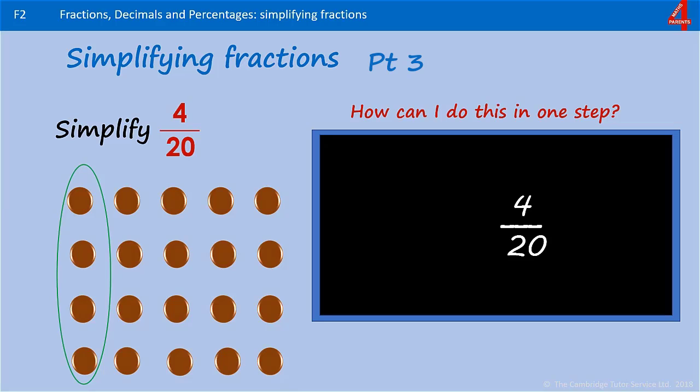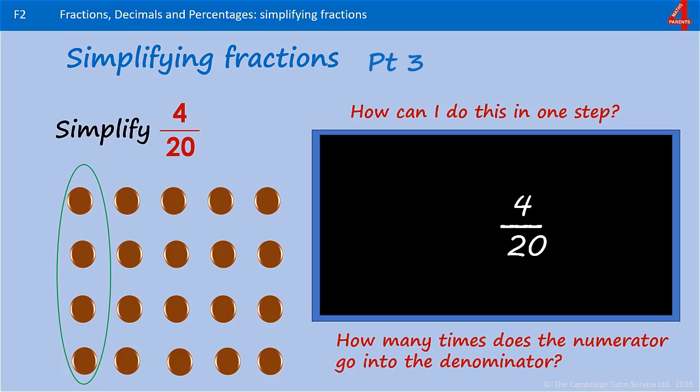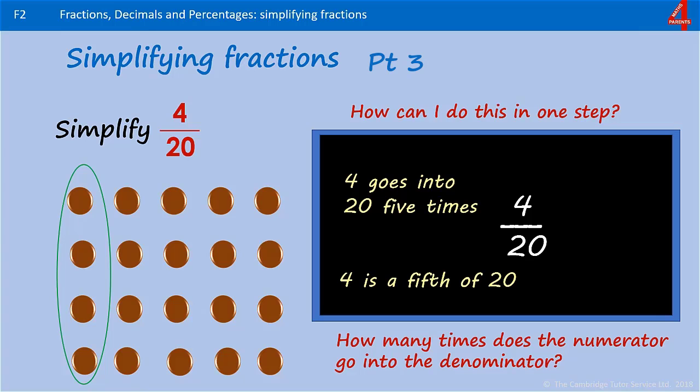Simplify 4/20ths. Pause the video, have a go. How many times does 4 go into 20? It goes in 5 times, so 4 is a fifth of 20. That means that 4/20ths is the same as 1/5.